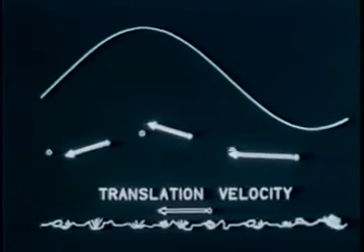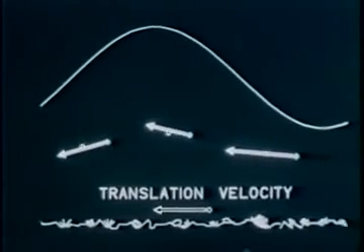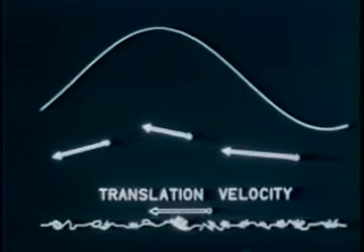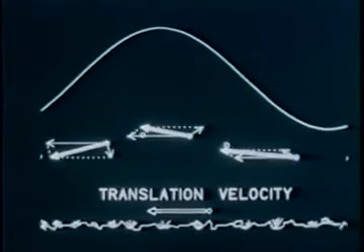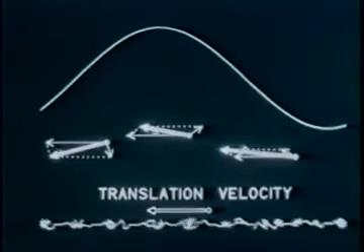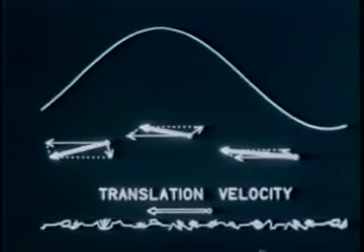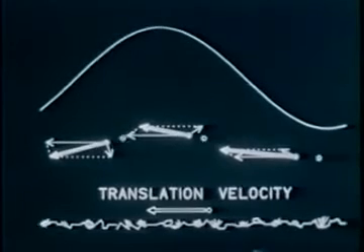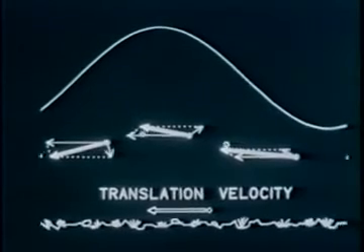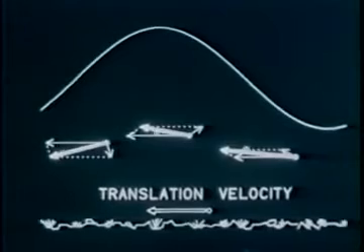Now let's resolve the velocities into components. The horizontal component is the velocity with which our frame is translating. The other component is the material point velocity in the original frame of reference. Let's see that again.